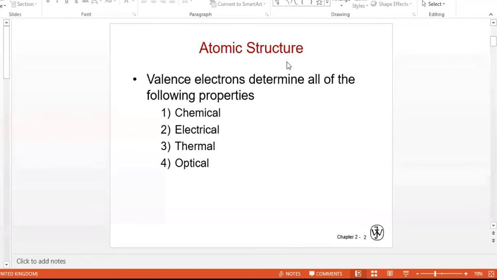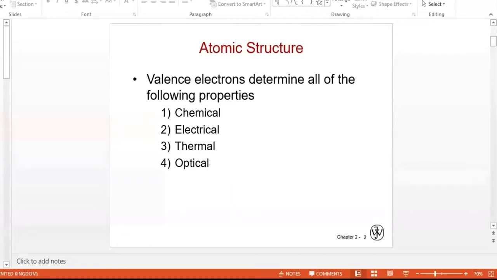So, atomic structure. Valence electrons determine all the following properties: chemical property, electrical property, thermal property, optical property, and magnetic property. So there are different properties, and these all would be determined by the valence electrons. So what are these valence electrons? Valence electrons are the electrons which are in the last shell of an atom, right?